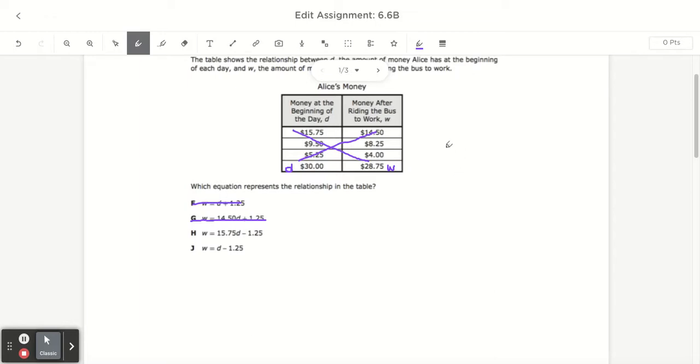It says, if we take $15.75 and multiply it by D, and then subtract $1.25, we'll get W. So let's just test it out, okay? $15.75 times 30. I'm not going to put the 0.00. It's just going to be a big waste of my time. 30 is the same thing as 30.00. All right, again, if I multiply these out, it's going to be a bunch of zeros. So I'm just going to go ahead and put my placeholder and then multiply.